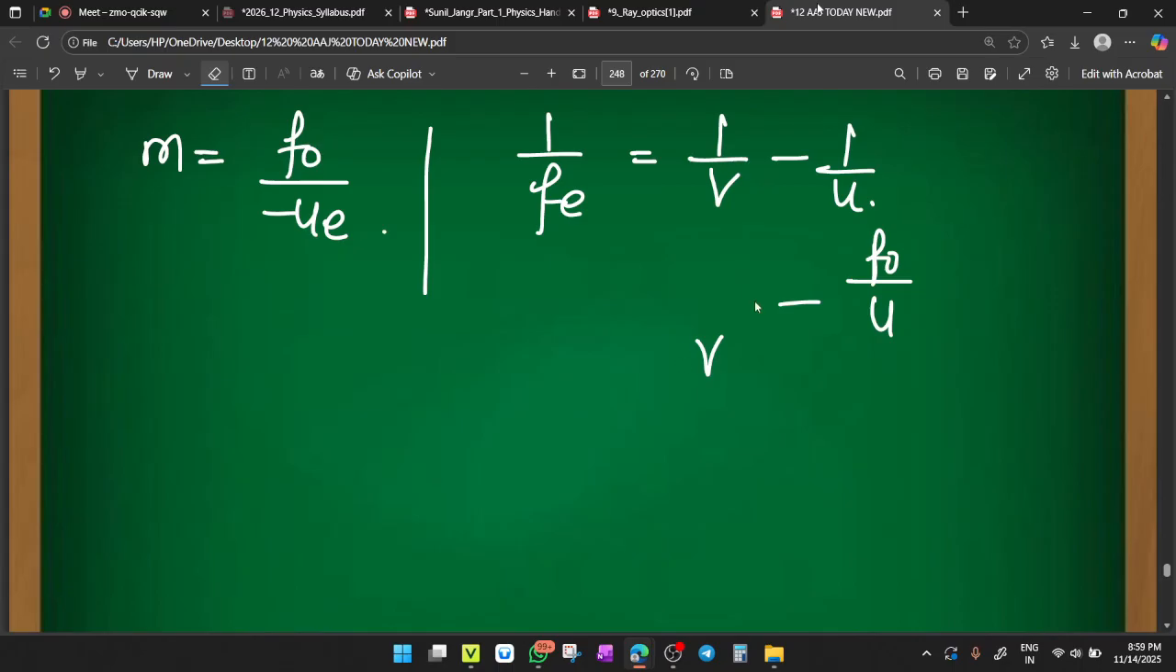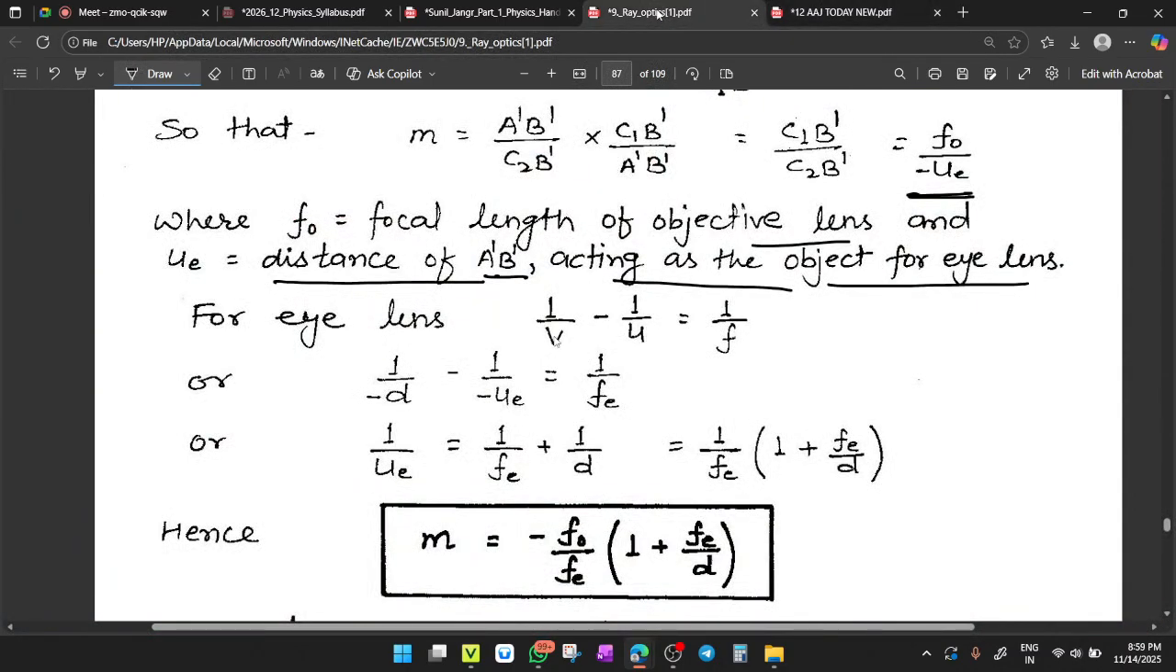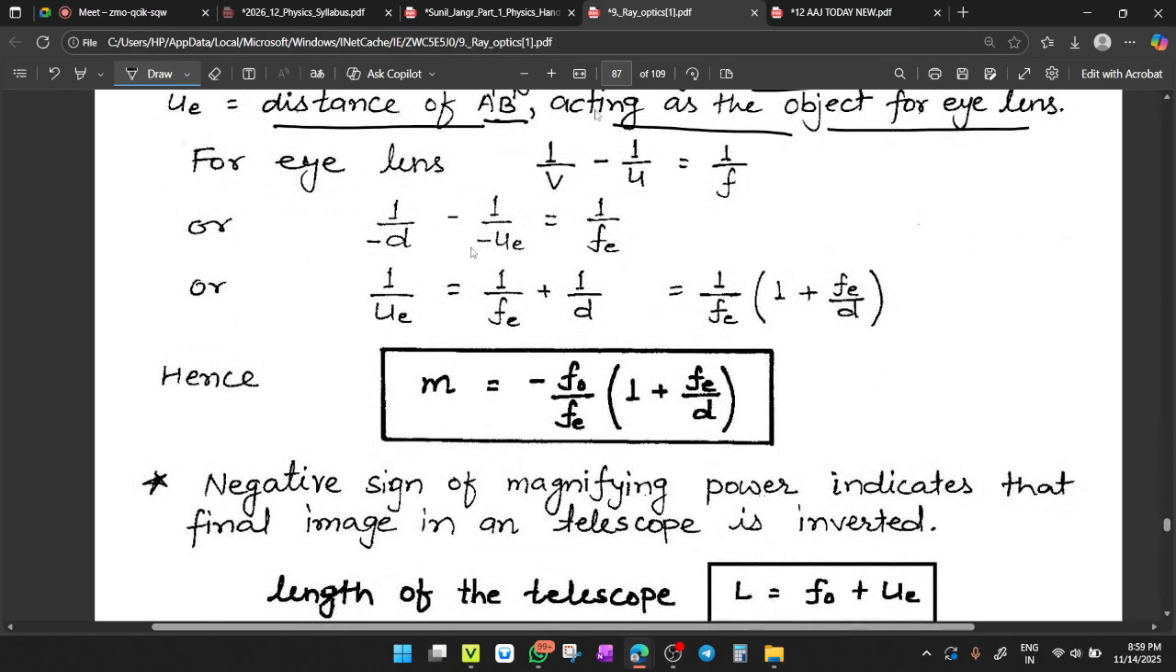You find the value of minus 1 upon UE. To find that, you place the value here like this: 1 upon V minus 1 upon U equals 1 upon F. So place the value here. For V, here it is equal to minus D. Clear? So 1 upon V minus 1 upon U is equal to 1 upon F. So for the eyepiece, V is the final image at a distance minus D. Here 1 upon minus UE equals 1 upon FE.